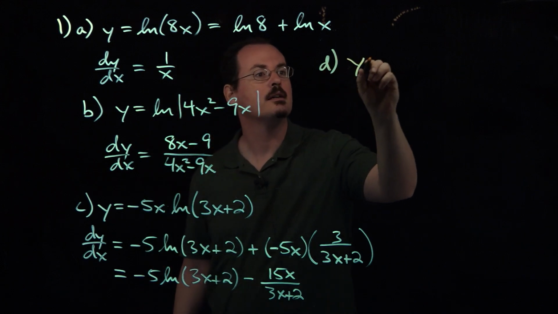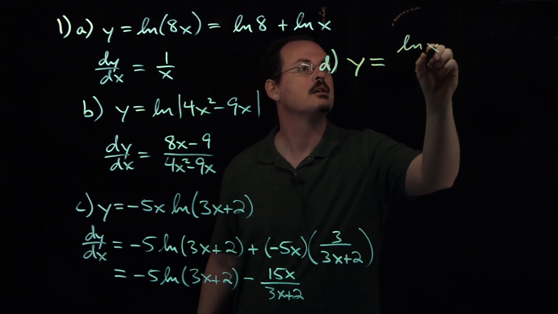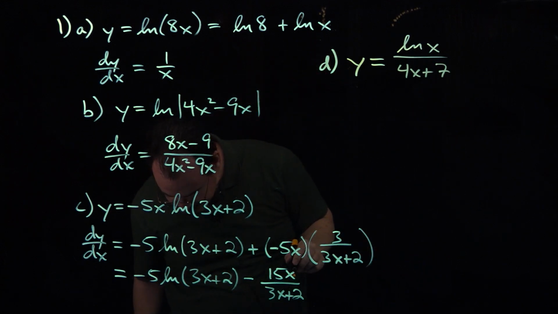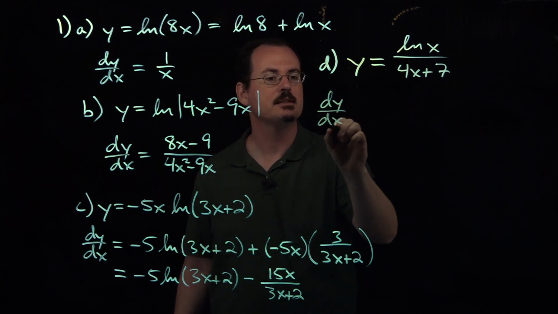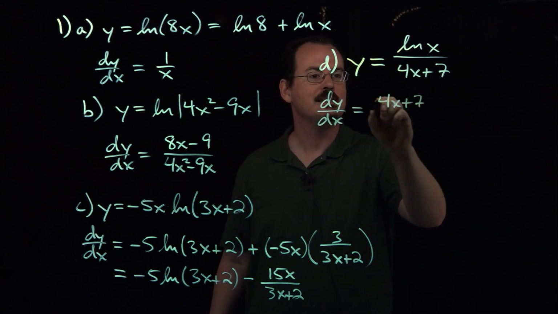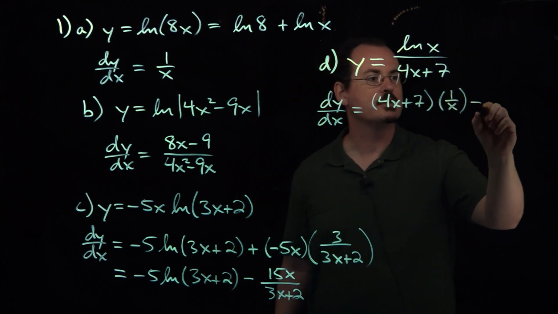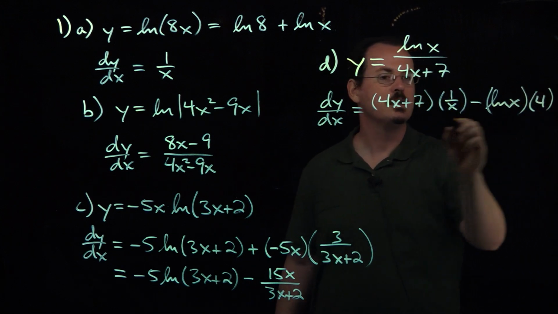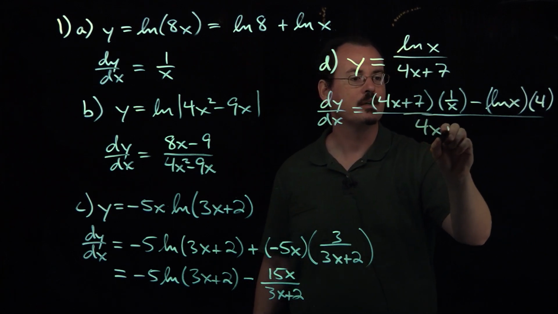So here we've got ln x over 4x plus 7. Okay. This one is now a quotient, so we'll use the quotient rule on that. So we'll get dy dx is equal to, remember it's low d high, so the low function, 4x plus 7. D high, that's the derivative of the top function, that's 1 over x, minus the high function times the derivative of the low one, high d low. That's just 4. And then we divide all that by the bottom function squared.